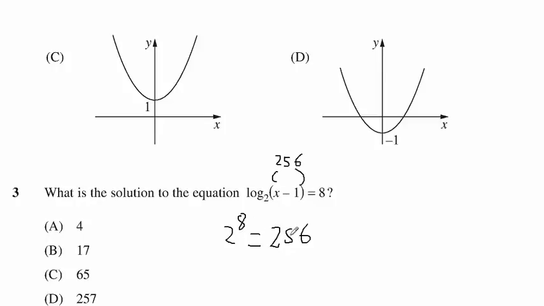And so you can get 2 to the 8 just by putting it into your calculator. You don't need to know that off the top of your head. And so 256. So now we know that x minus 1 equals 256, which means that x equals 257, and so the answer must be D, 257.